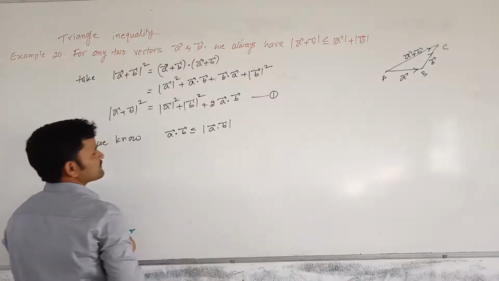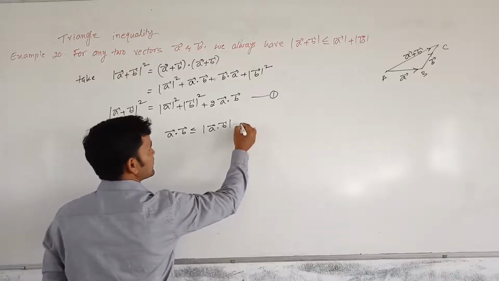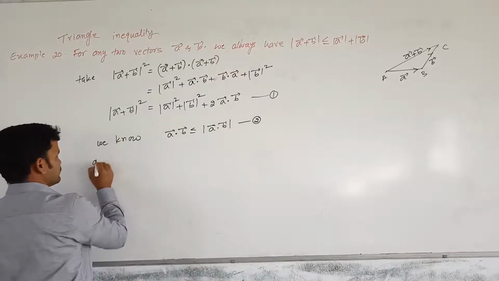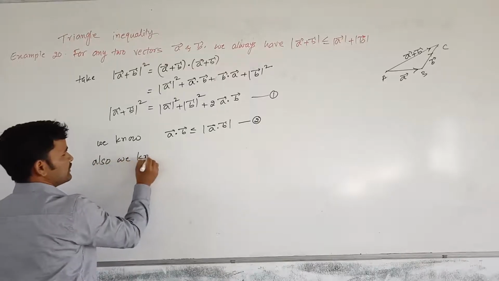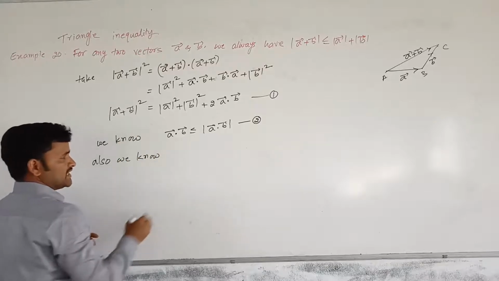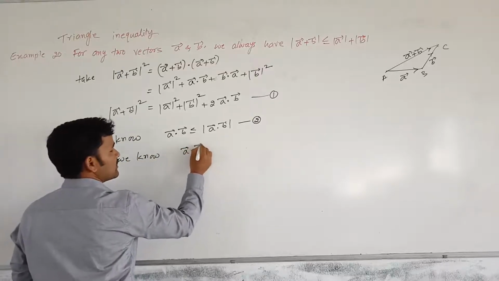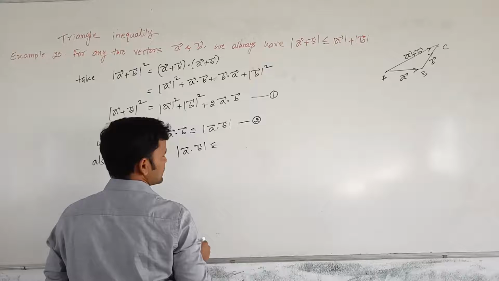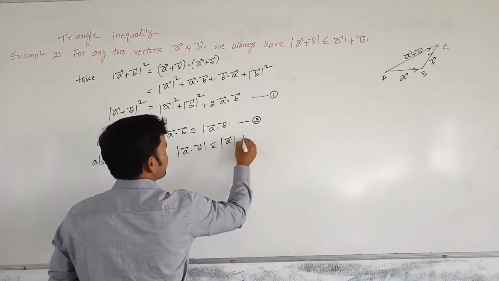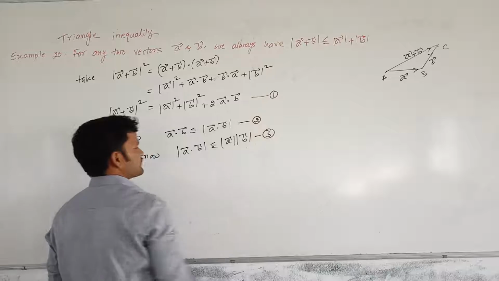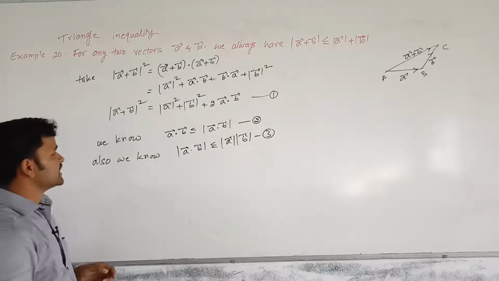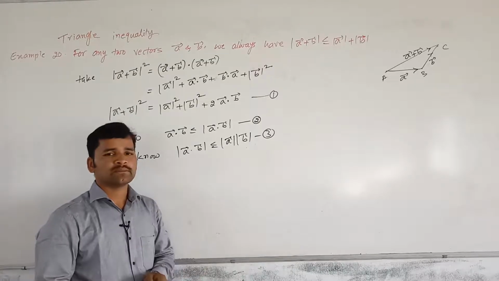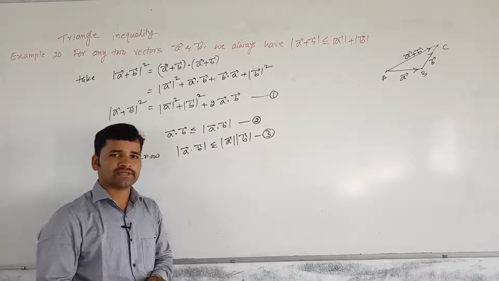Let me take this as equation 2. And also we know, according to the Cauchy-Schwarz inequality, that the modulus of A dot B is less than or equal to the magnitude of vector A into the magnitude of vector B. Just now we have proved this Cauchy-Schwarz inequality in example 19. Let me take this as equation 3.